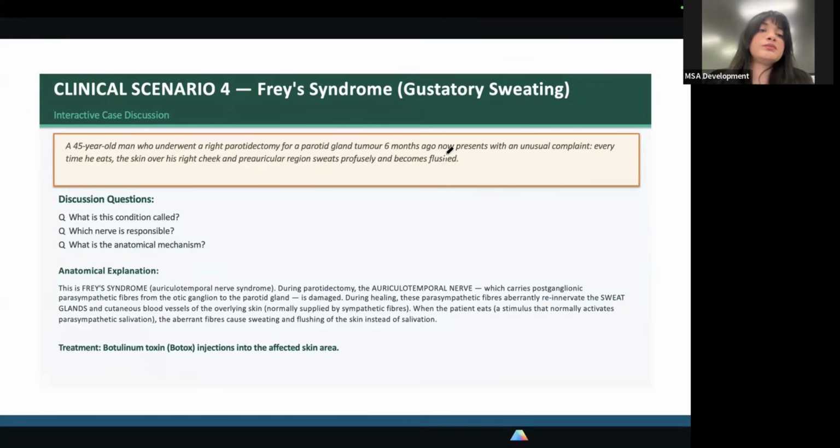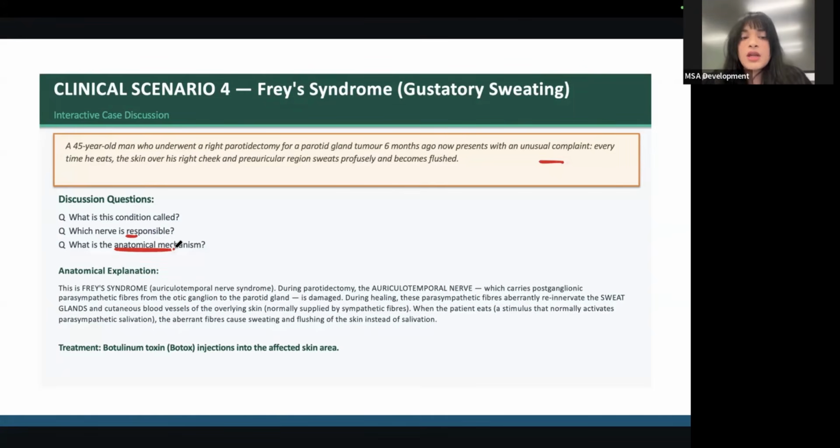Last scenario, Frey syndrome. A 45-year-old man underwent a right parotidectomy for a parotid gland tumor 6 months ago, and presents with an unusual complaint. Every time he eats, the skin over his right cheek and periauricular region sweats profusely and becomes flushed. Flushed meaning red. What is this condition called? Which nerve is responsible? What is the anatomical mechanism?